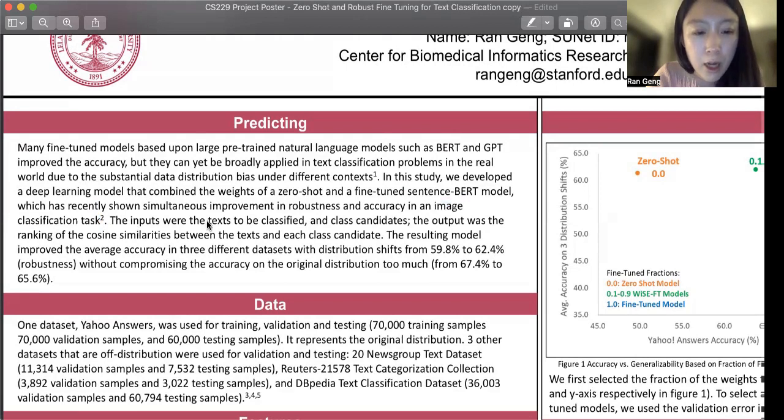The inputs of the model were the text to be classified and the class candidates. Then the output was a ranking of the cosine similarities between the text and each class candidate. We tested accuracy based on whether the top three class candidates in the ranking align with the real classification. The resulting model increased both the generalizability and accuracy. The generalizability, which is defined by the average accuracy of off-distribution datasets, increased from 59.8% to 62.4%, and it didn't come with a cost for in-distribution accuracy. It only decreased from 67% to 66%, not too much.